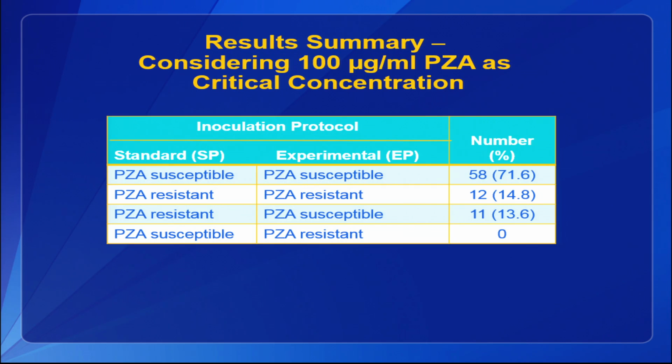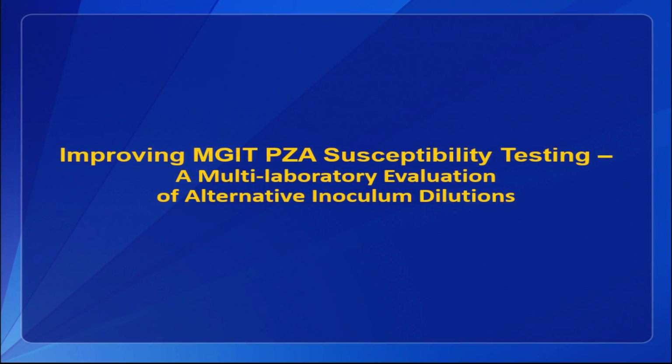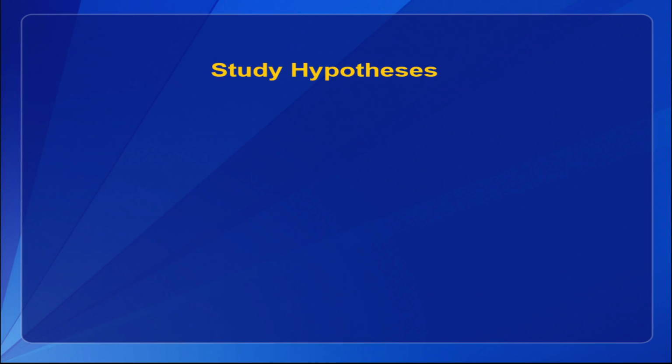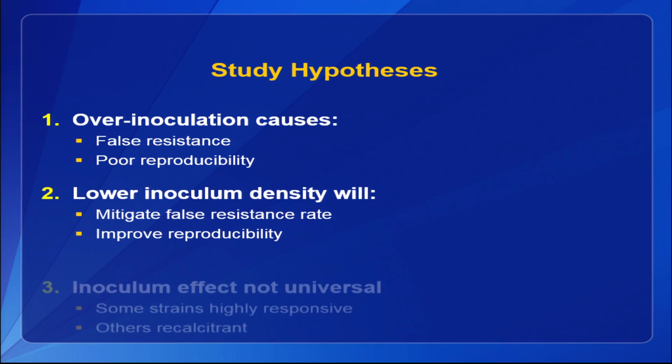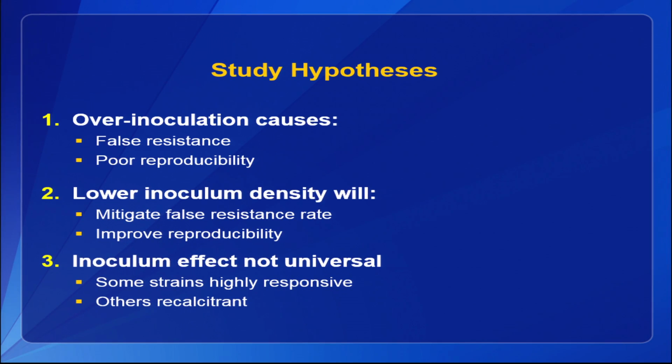So what we also want to do is a multi-site center evaluation to ask: does the reduced inoculum really have any effect, and is it reproducible inter-laboratory and intra-laboratory? Working with APHL, Glenn Morlock from my team and Francis Tyrell from the laboratory capacity team put together our RFP to look at that. Going into this study, the hypothesis was that over-inoculation causes false resistance, and there's poor reproducibility. We thought the lower inoculum would help solve some of these problems, but we didn't know if it was going to be universal across a well-characterized set of strains.